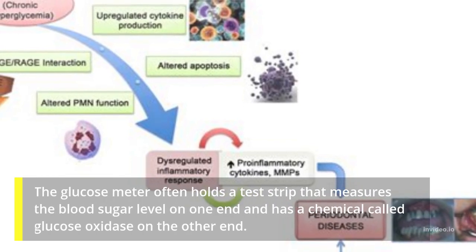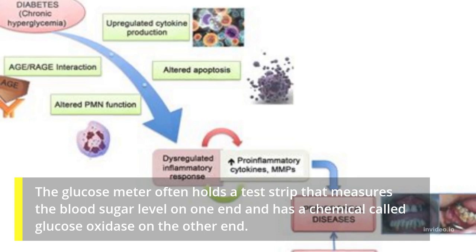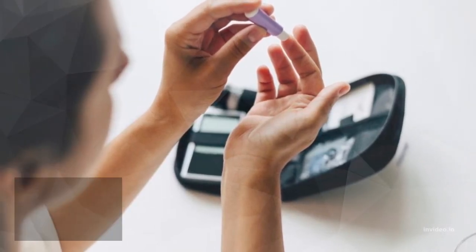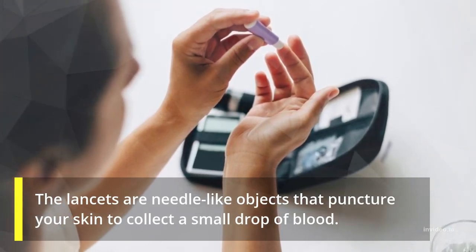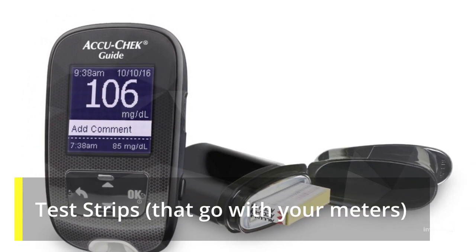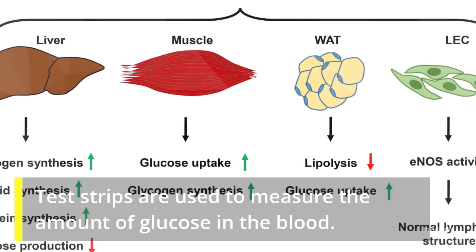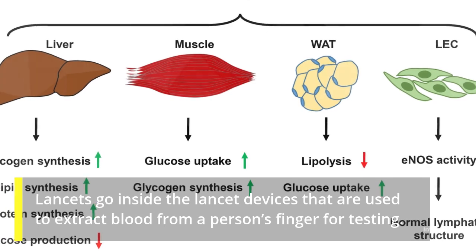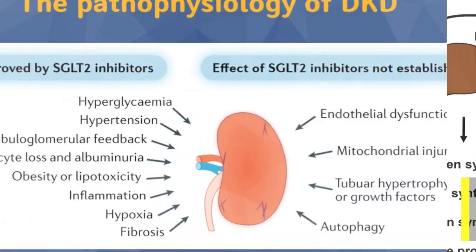The glucose meter often holds a test strip that measures the blood sugar level on one end and has a chemical called glucose oxidase on the other end. The lancets are needle-like objects that puncture your skin to collect a small drop of blood. Test strips go with your meters. Test strips are used to measure the amount of glucose in the blood. Lancets go inside the lancet devices that are used to extract blood from a person's finger for testing.